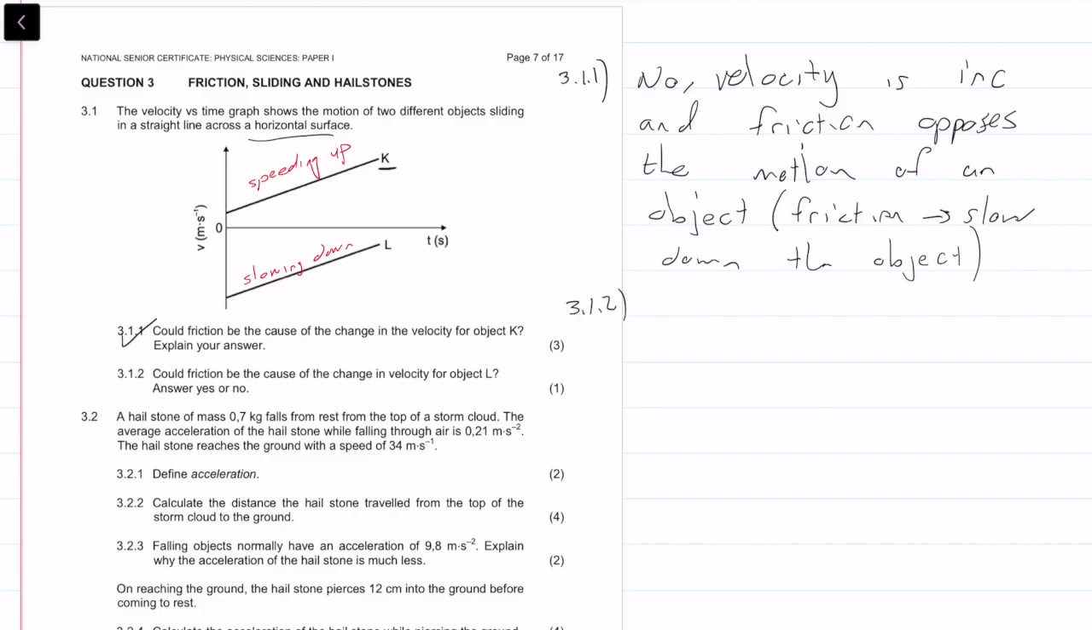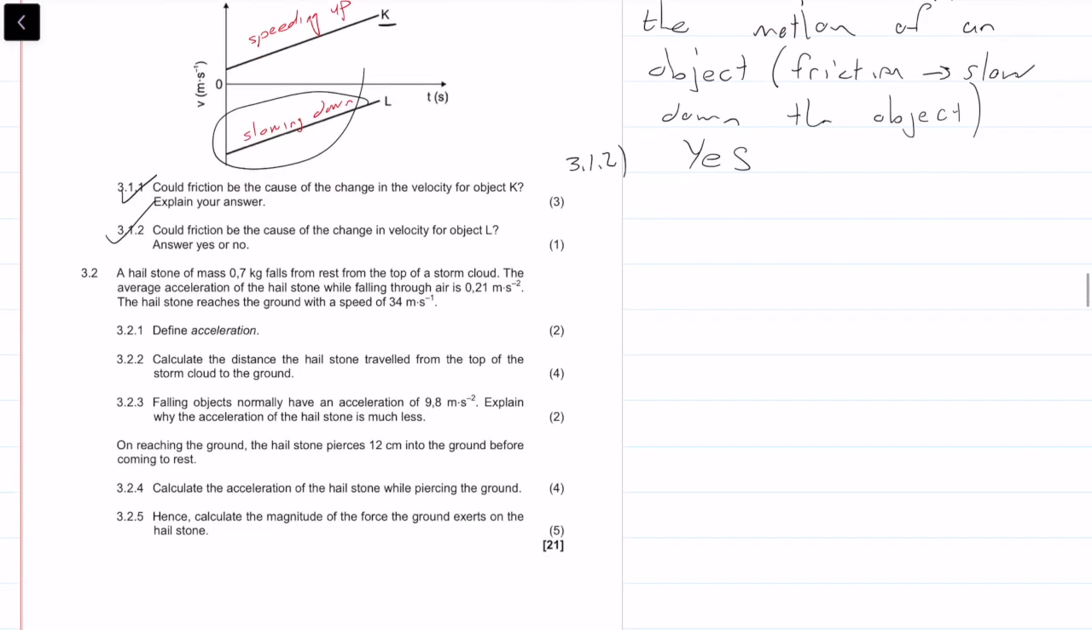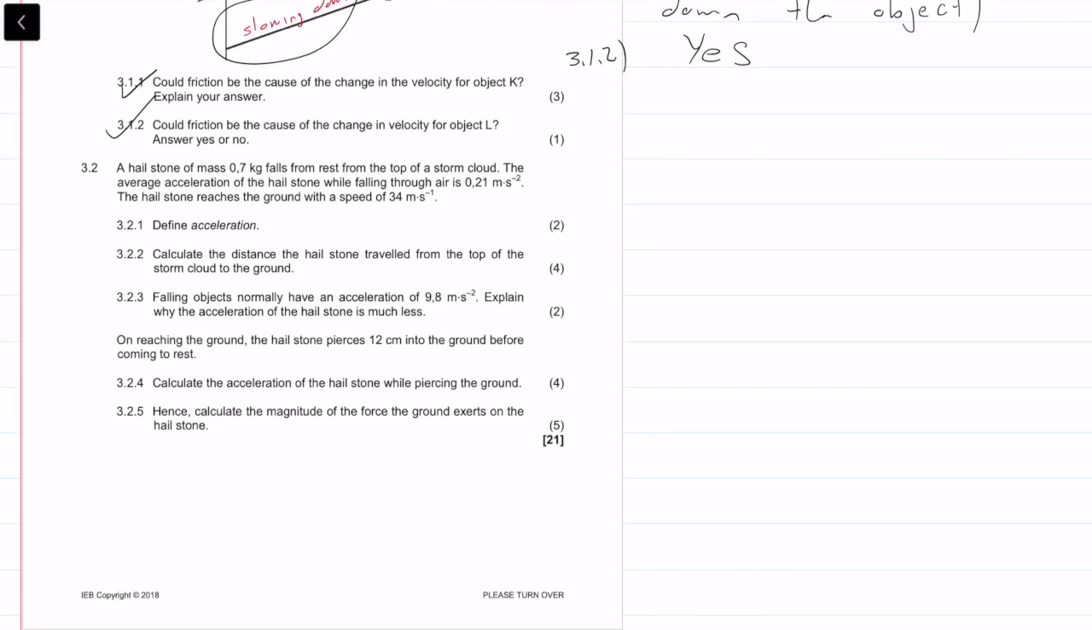Question 3.1.2. Could friction be the cause of the change in velocity for object L? In this case, the object is slowing down, so we can say yes, it is, and we get ourselves 1 mark there. Let's move on.